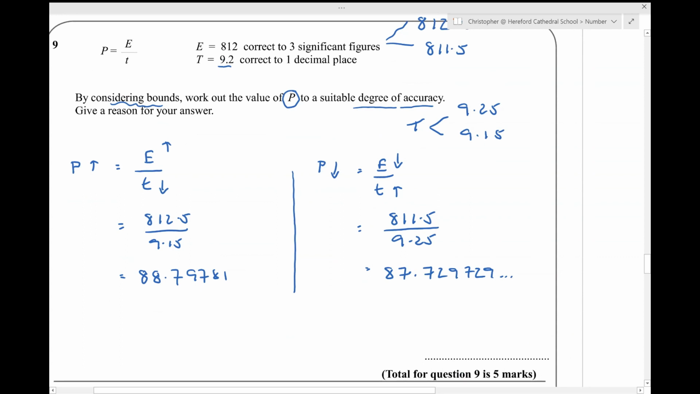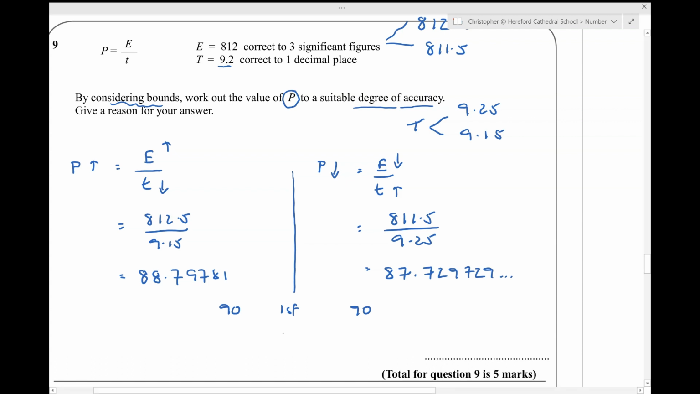So if I gave P to one significant figure, on the left-hand side I'd have 88. Well, that's 90 to one significant figure, isn't it? On the right-hand side, I'd have cut off after the 8, so that would be 90. So one significant figure is fine. I get the same answer, both with the upper bound and the lower bound.